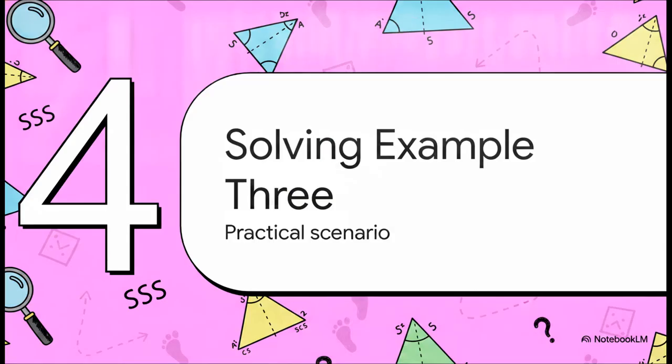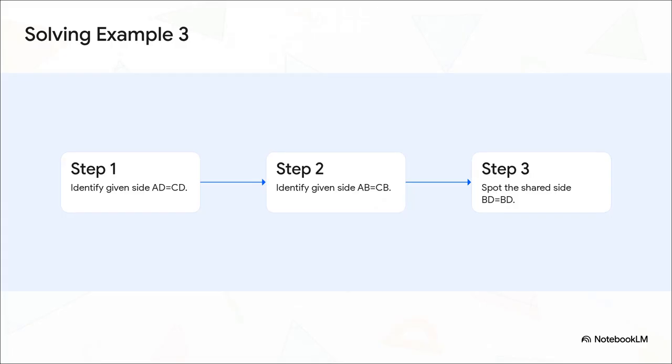Let's see this in action. Part 4, solving example 3. Okay, let's put our detective hats on. We've got a figure here that looks kind of like a kite, split down the middle into 2 triangles, one on top, one on the bottom. The goal? Prove they're congruent.